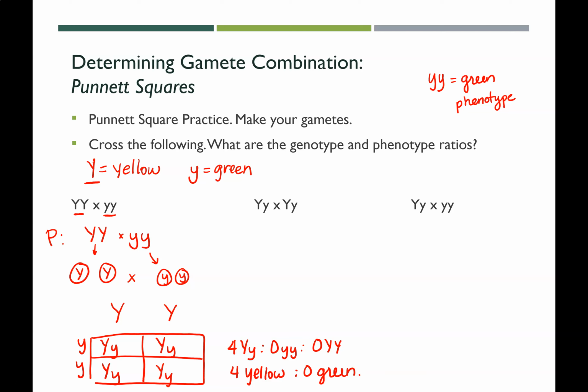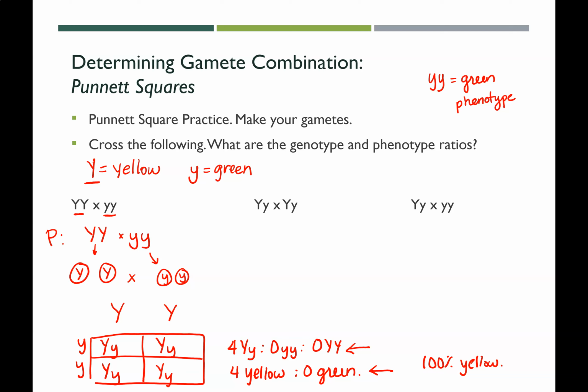So for all of your problems, you need to give me the genotype ratio and the phenotype ratio. Now I say this for all the problems. If it doesn't tell you what question to answer, assume that you're giving the genotype and phenotype ratios. If it asks you something else, make sure that you answer that question. So if this question said, perform the cross between homozygous dominant and homozygous recessive individuals and state the percentage of offspring that's going to be yellow, well, then you would answer that question. The percentage of offspring that's going to be yellow is 100%. So you have to pay attention to what question you're being asked.